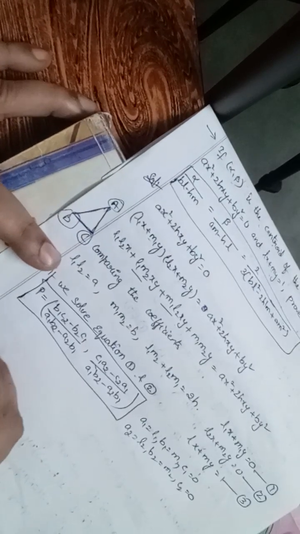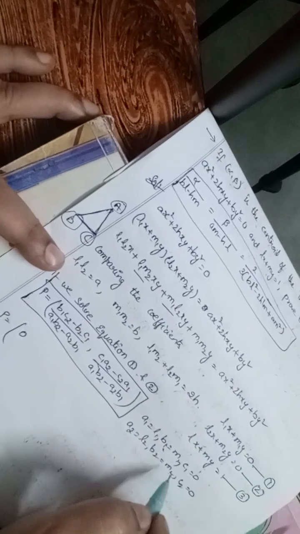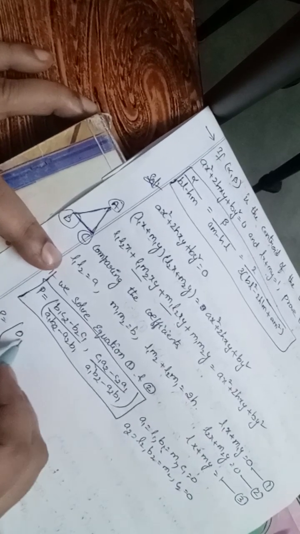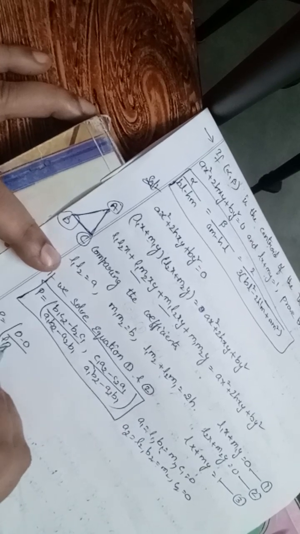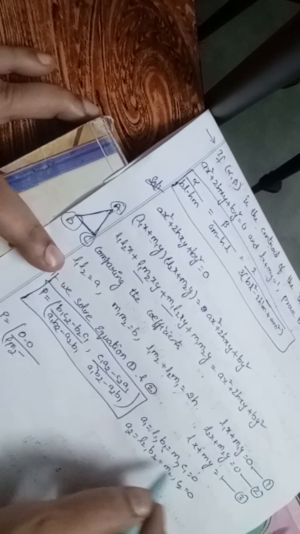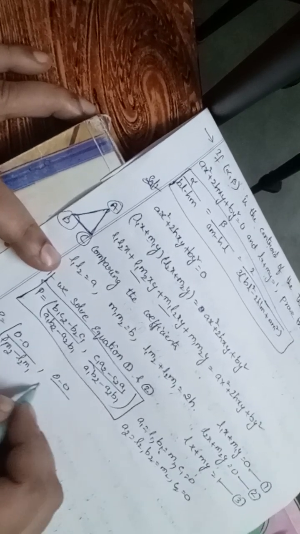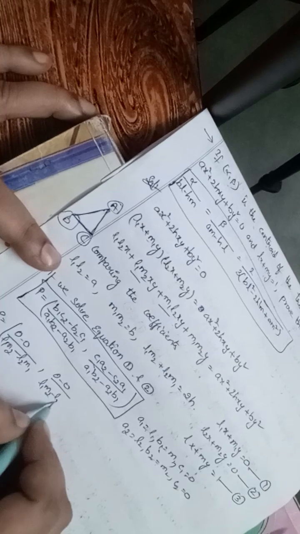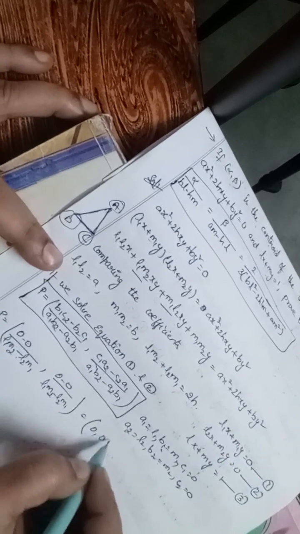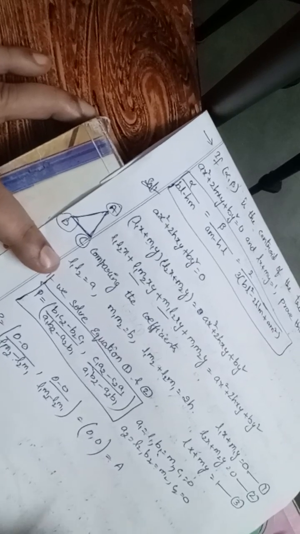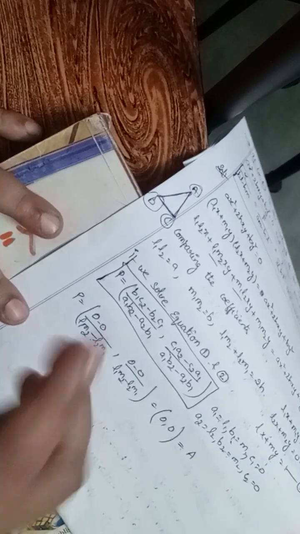Now substitute, what you will get? B1 C2 is 0, C1 B2 is again 0, by A1 B2 minus A2 B1, that is L1 M2 minus L2 M1, comma again 0 minus 0 by L1 M2 minus L2 M1. That equals 0 by anything is 0, comma 0. So this is the point A. Now we have to find points B and C.